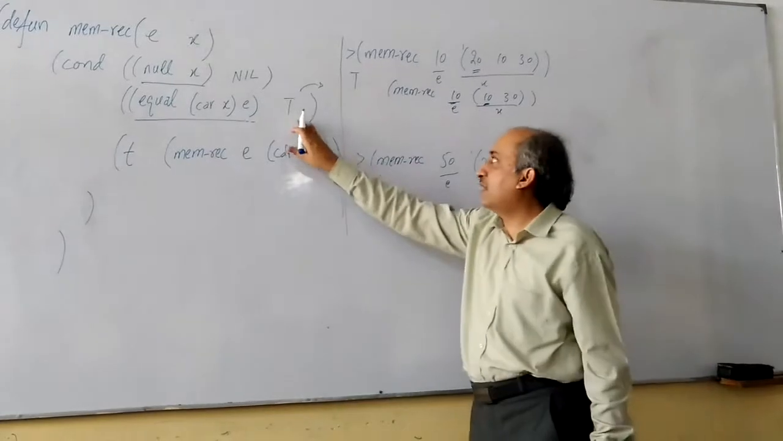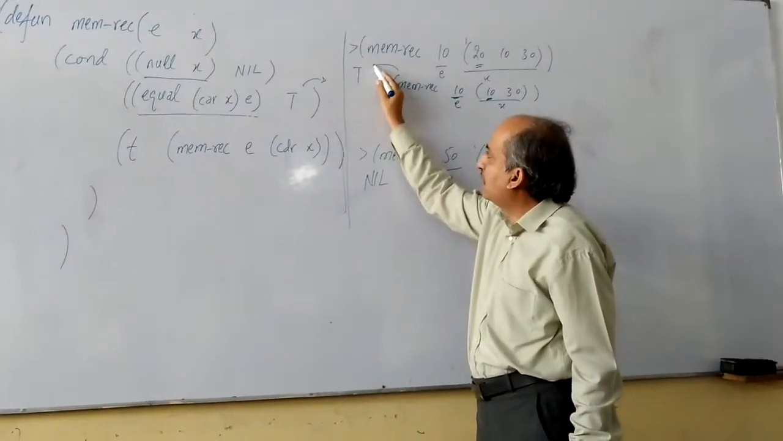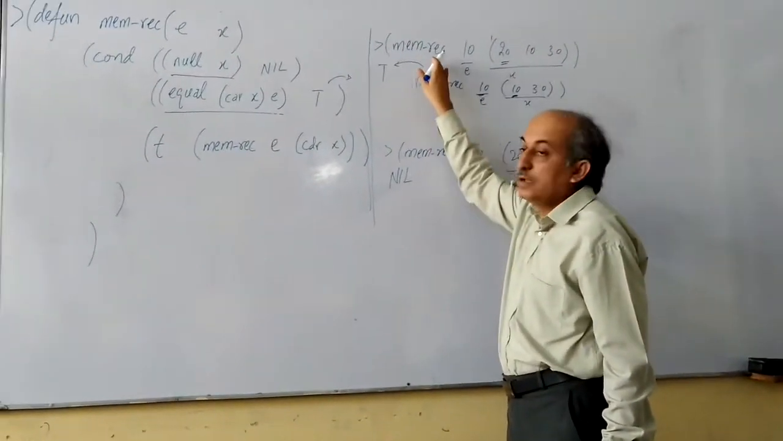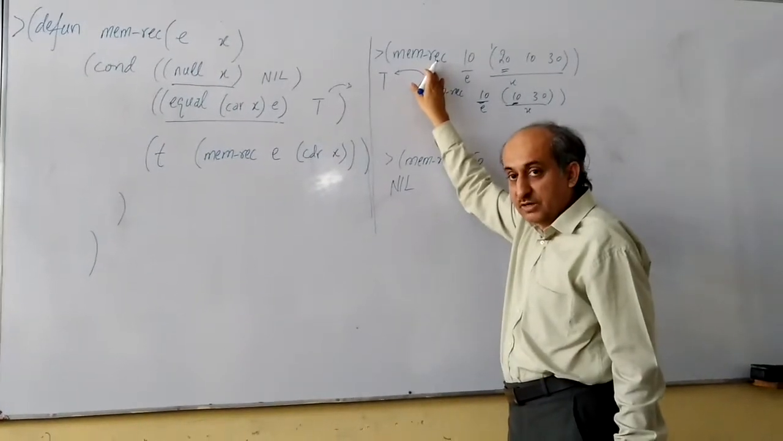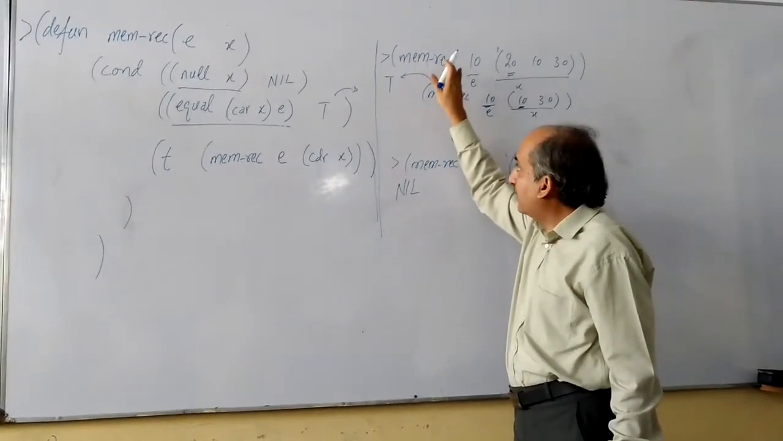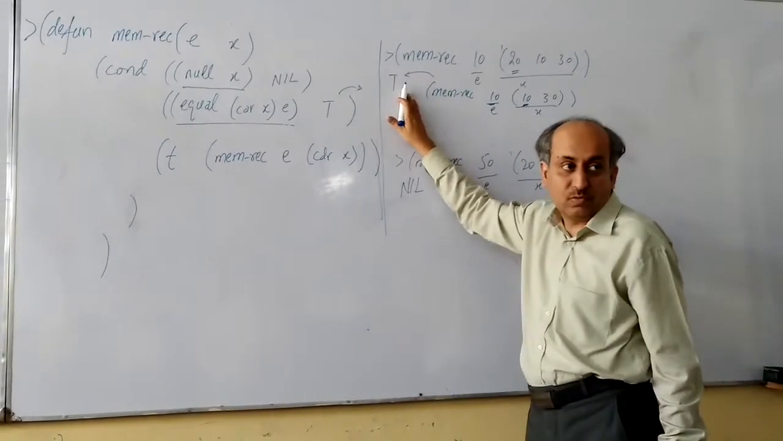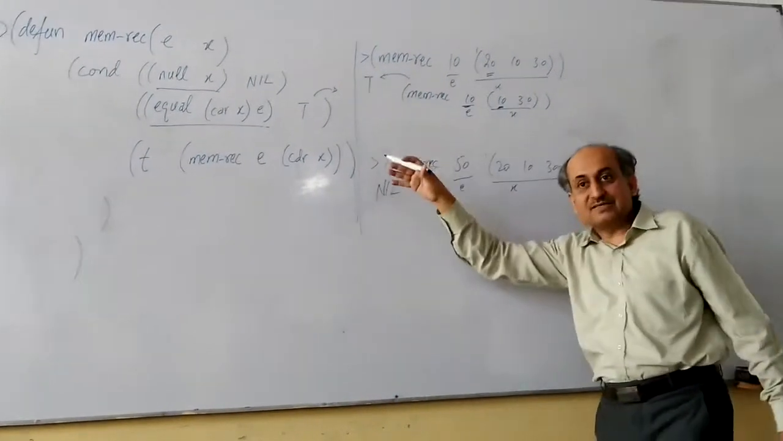It will not go to the recursive call or default clause. It will go to the then part, and you can see T is returned. That member recursive will return in the default clause of the upper outer recursive function call, and that outer function will return true. I hope it is understandable.